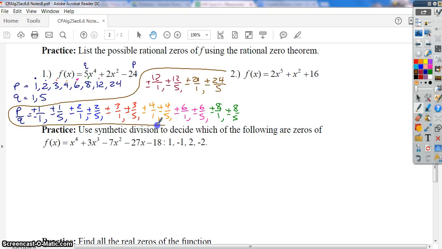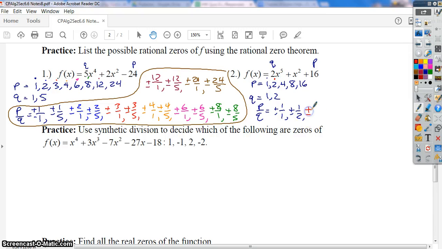So here are all my combinations for number 1. Good news is 2 is not as complicated. Again, P is 16, Q is 2, so when I list my factors of 16, I got 1, 2, 4, 8, and 16. Q is going to be 1 and 2. Now, when I do P over Q, I'm going to do my 1s first in purple. So this is going to be 1 over 1 and 1 over 2.